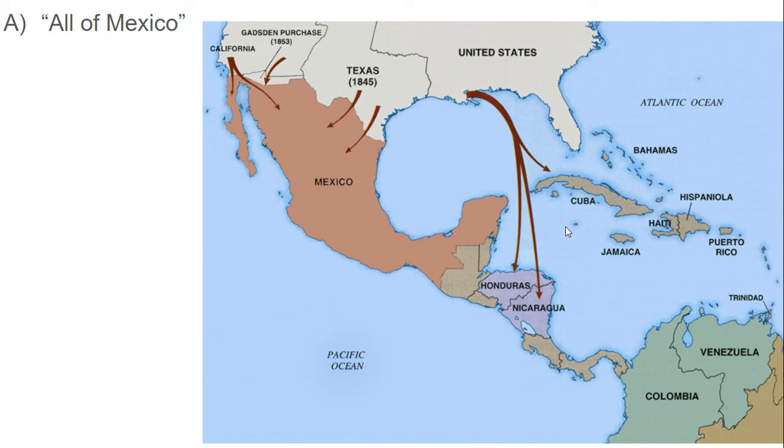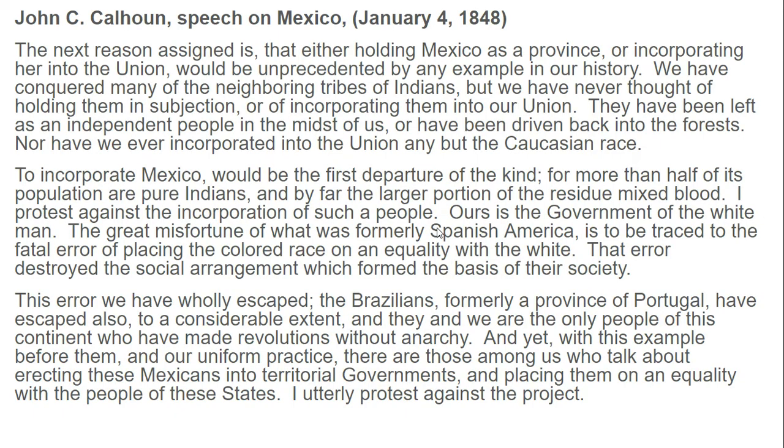There is also going to be a movement in some segments of the American population to annex all of Mexico and potentially even go and overthrow the governments of the Southern Triangle of Nicaragua and Honduras. But all of this is stymied by an unsurprising source. Here's John C. Calhoun arguing why we shouldn't invade and take over all of Mexico, and it's pretty straightforward.